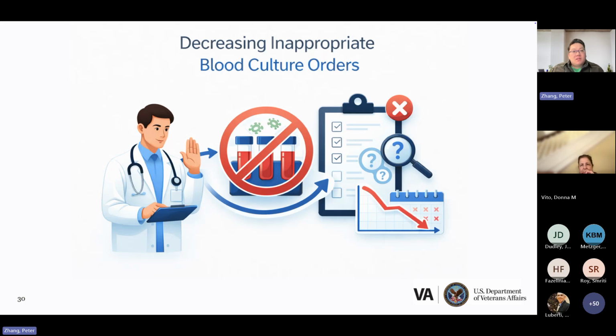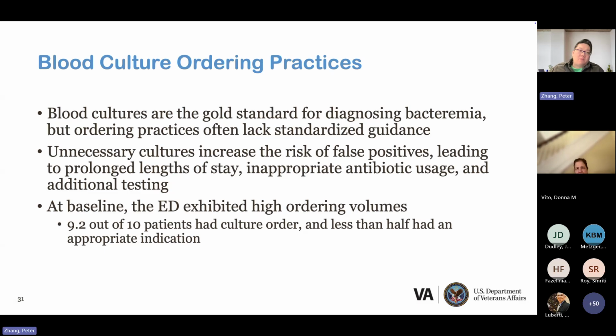Now, the last project I want to discuss is decreasing inappropriate blood cultures at the VA. So a little bit of background about blood cultures. We know that they're the gold standard for diagnosing bacteremia, but we tend to overorder them. So unnecessary orders actually increase the risk of false positives, which can lead to length of stay increases, inappropriate antibiotic usage, and additional diagnostic testing.